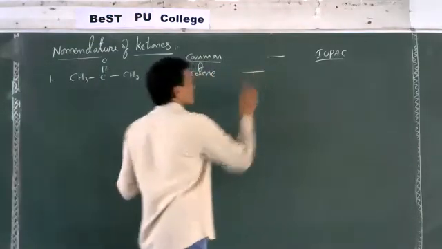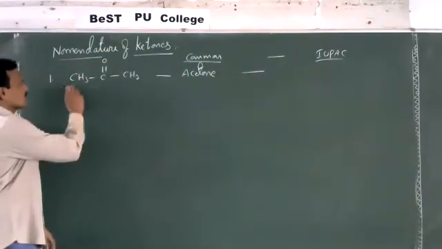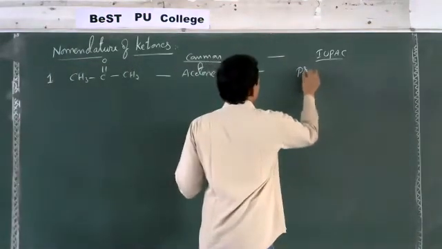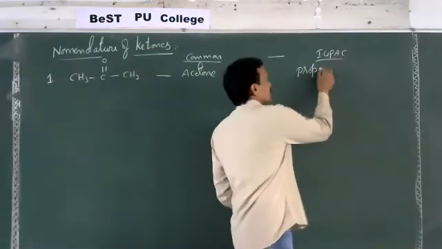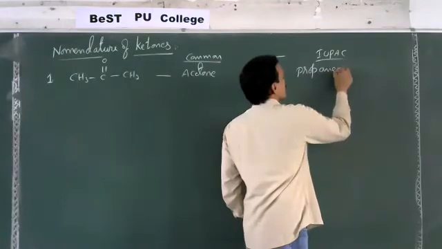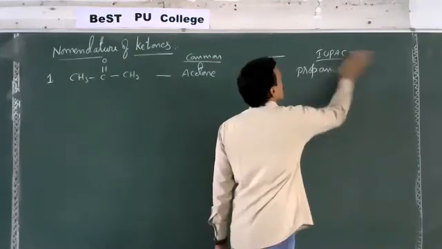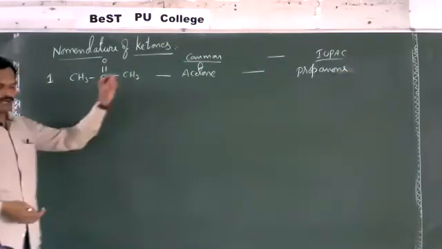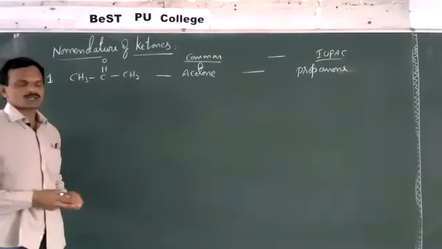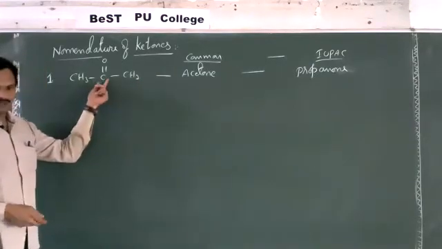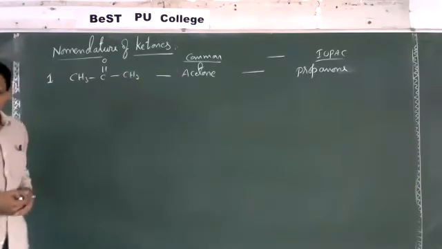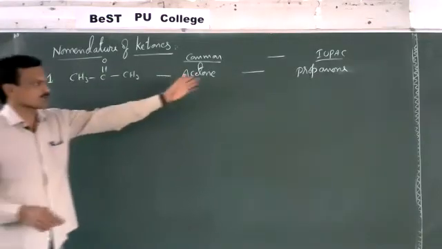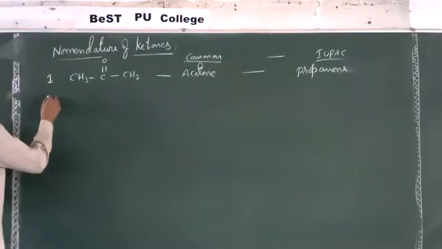Then its IUPAC name. Here three carbons are there, so the root word is prop. Single bonds are there, so ane, and then one. So the IUPAC name of this compound is propanone or propan-2-one. That position 2 is not compulsory to mention, because from either end you will get the same position only. So propanone or 2-propanone, either you can write. So the common name is acetone, and the IUPAC name is propanone.